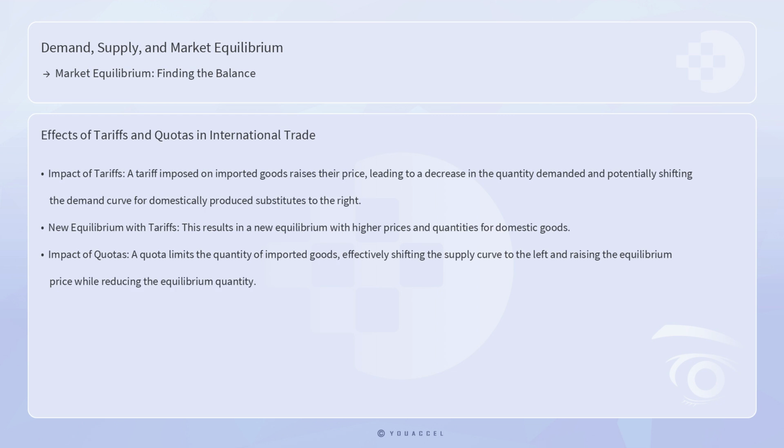In international trade, market equilibrium concepts explain the effects of tariffs and quotas. A tariff imposed on imported goods raises their price, leading to a decrease in the quantity demanded and potentially shifting the demand curve for domestically produced substitutes to the right. This results in a new equilibrium with higher prices and quantities for domestic goods. Similarly, a quota limits the quantity of imported goods, effectively shifting the supply curve to the left and raising the equilibrium price while reducing the equilibrium quantity.